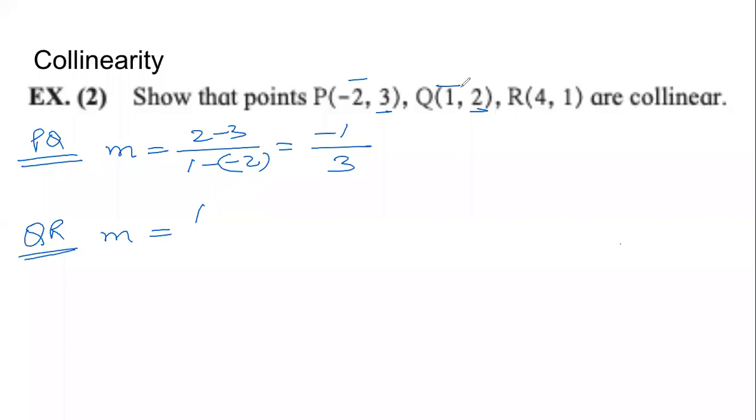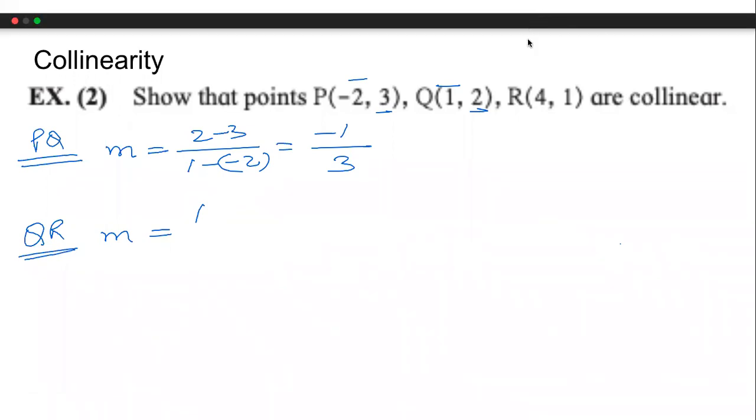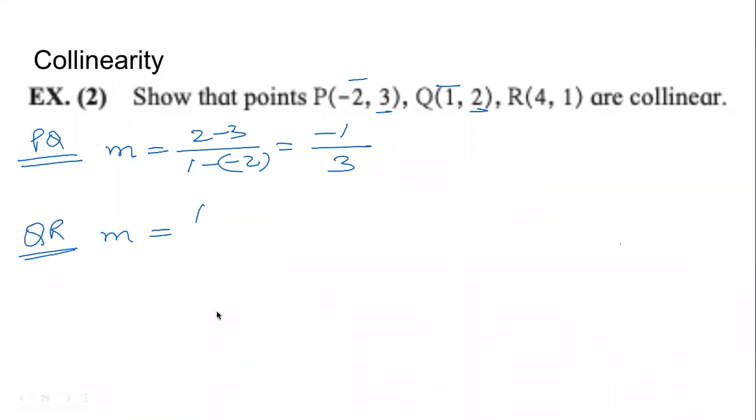So once again, let me see. Maybe I saw it wrong. Wait. Yes, Chanda, you were right. Please complete. 1 minus 2 upon 4 minus 1. Correct. 1 minus 2 by 4 minus 1. 1 minus 2 is minus 1. 4 minus 1 is 3.